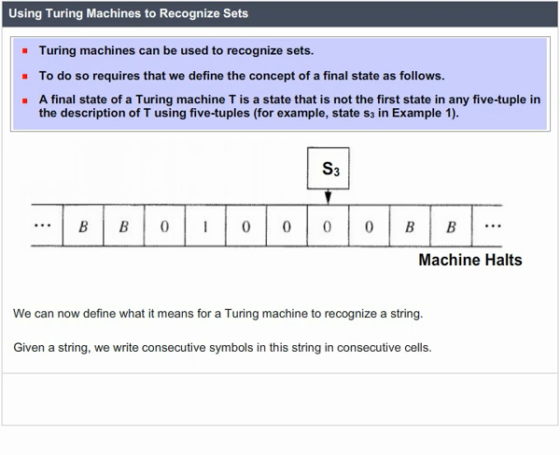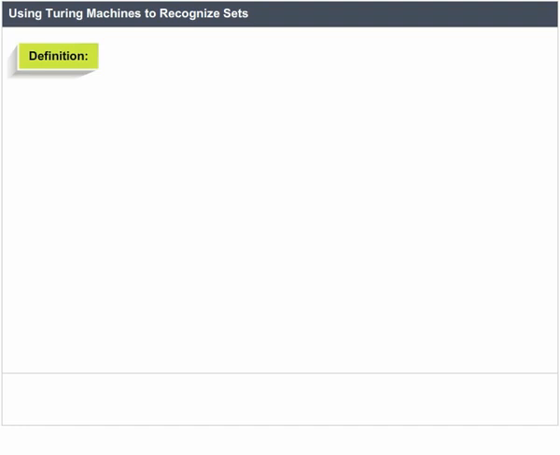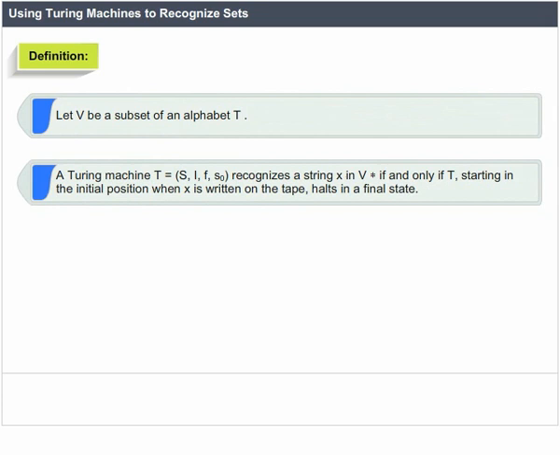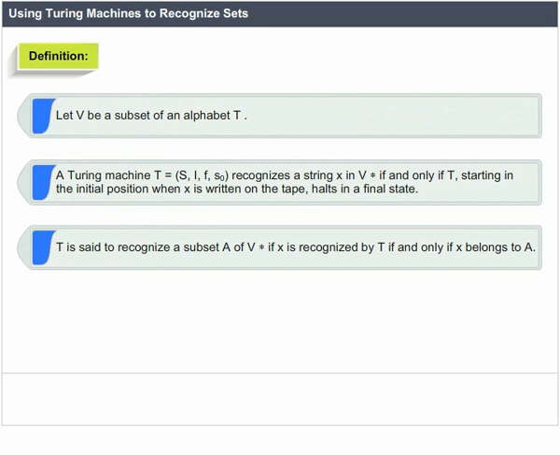Definition. Let V be a subset of an alphabet T. A Turing machine T = (S, I, f, S0) recognizes a string x in V* if and only if T, starting in the initial position when x is written on the tape, halts in a final state. T is said to recognize a subset A of V* if x is recognized by T if and only if x belongs to A.